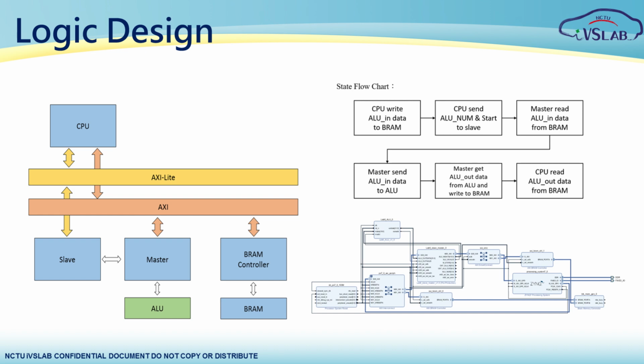Once the ALU completes the execution, the master writes the final results back into the VRAM. Finally, the CPU accesses the VRAM to read out the calculated results, completing the entire closed-loop workflow. You can refer to the actual system block design right here in the bottom right diagram.